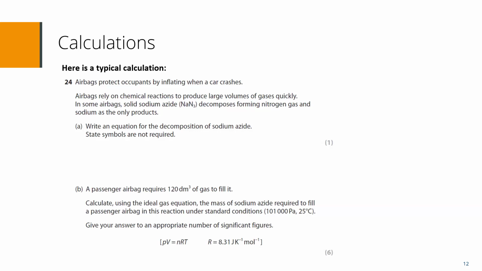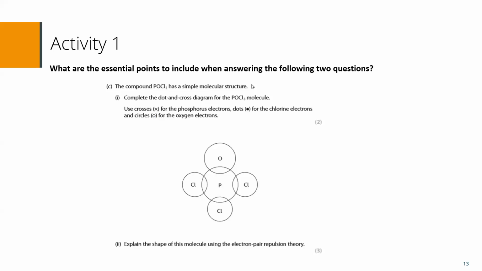And it's quite a tricky calculation, that one, and hence the reason why there are 6 marks allocated to it. It makes use of the equation PV equals nRT, which they have to rearrange to make n the subject of the equation and then substitute in and solve.